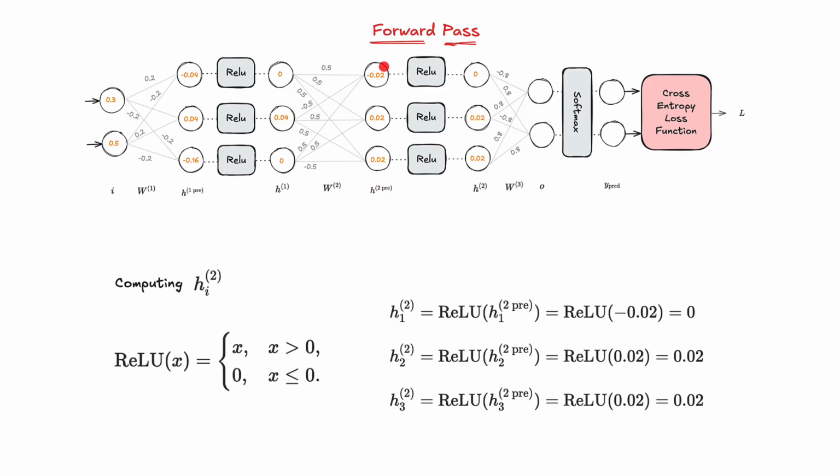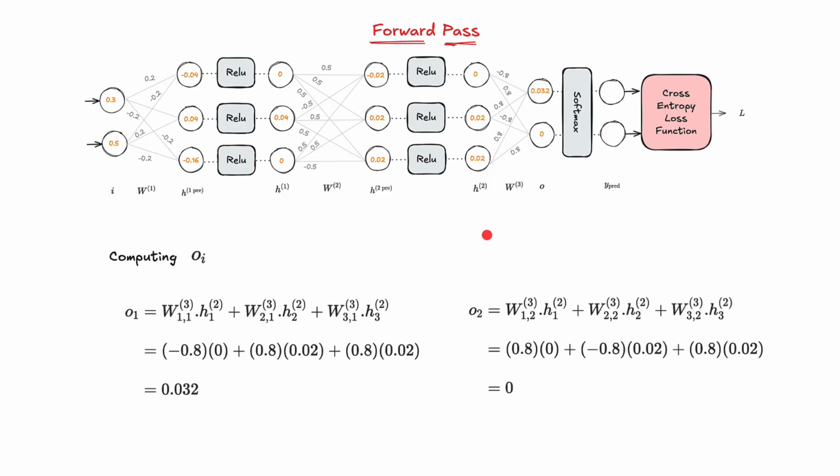Now, similar to the previous case, we are applying a ReLU activation. So the input, which is negative, is going to be floored to 0, and the other inputs are just going to be passed through. So we have 0.02 that passes through here. And now this output is going to be, again, a sum of products, which, if you do the math, you'll get 0.032 over here, and then you'll get 0 over here.